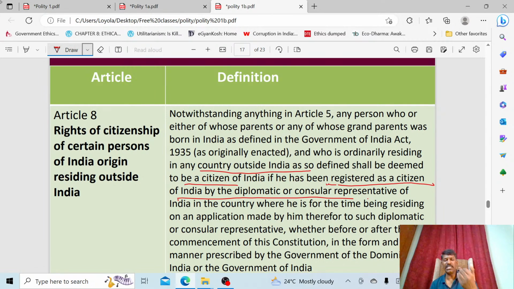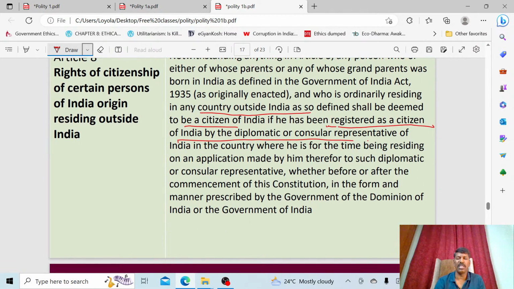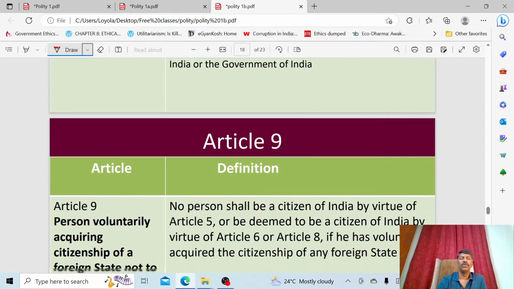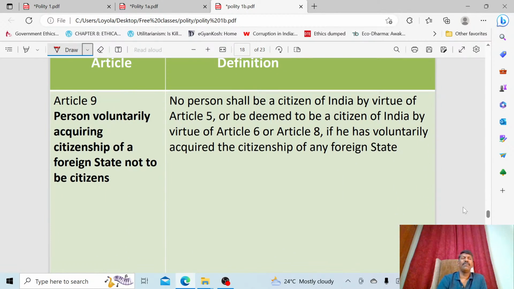Based on that, it becomes very necessary that the person who is residing outside the country and of Indian origin can get the citizenship by registering themselves. But the only condition is that as per the Government of India Act 1935, the parents, grandparents, or he himself should have been a citizen of the country. Okay, fine. Good. Another thing, Articles 5, 6, 7, 8, all are talking about the way a person will be eligible into the category of citizens.